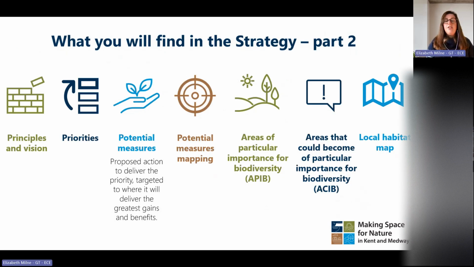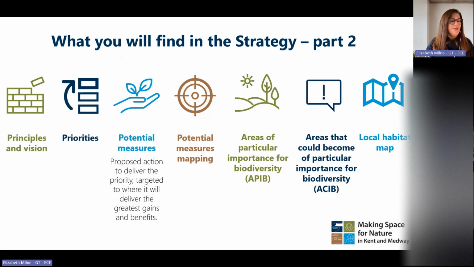So sitting under each of those 52 priorities are a number of potential measures, and these essentially are the proposed action to deliver the priority. And the idea of this is it's suggested that if we do this, we will achieve the priority that is set out. Now, obviously, if we've got 52 priorities and 3 or 4 potential measures for each, you could imagine how many potential measures we also have.